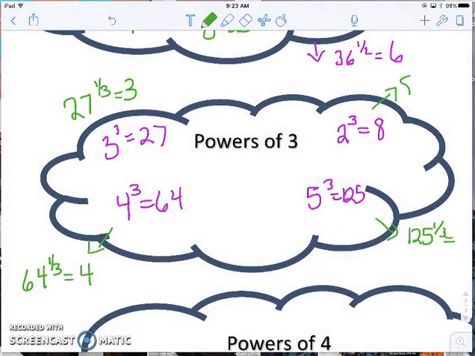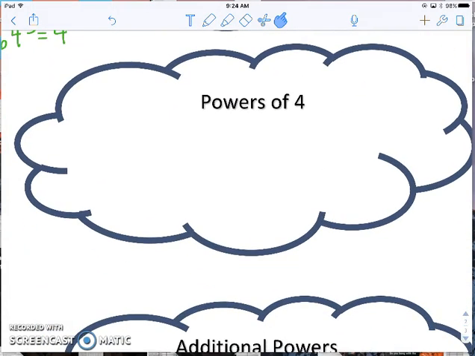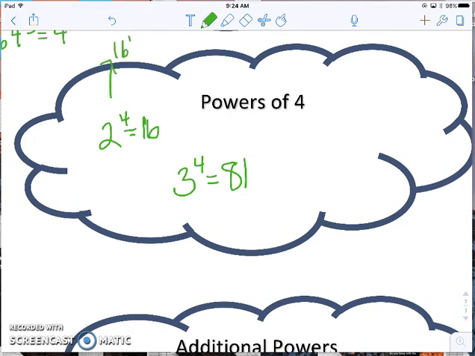And then if we had 8 to the 1/3 power, that gives us 2. Powers of 4 that you should know, we should know 2 to the 4th and probably 3 to the 4th. So 2 to the 4th, 2 times 2 times 2 times 2 is 16. 3 to the 4th, 3 times 3 is 9, times 3 is 27, times 3 is 81. And so we should be able to say, well, 16 to the 1/4 is 2. 81 to the 1/4 is 3.